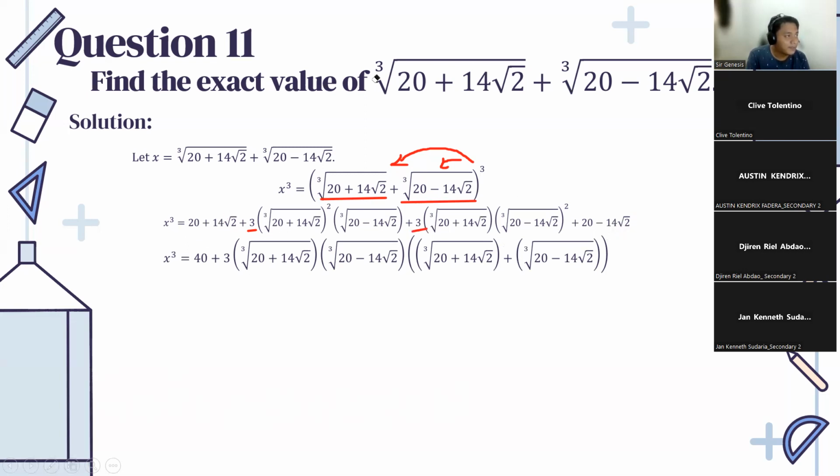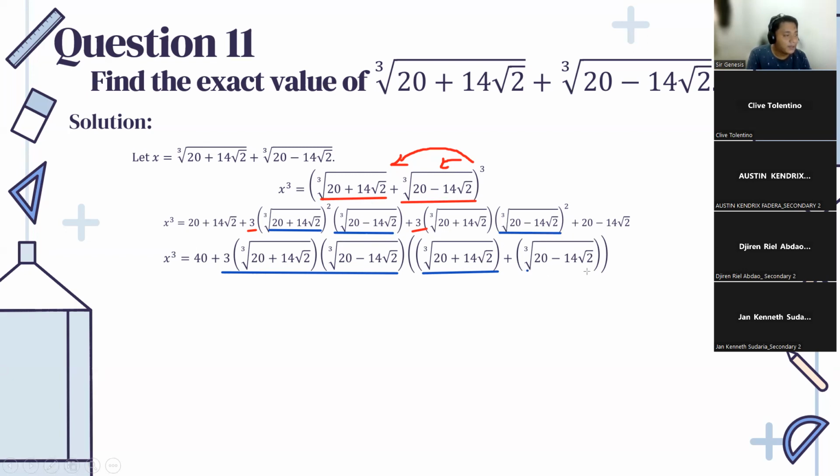We have cube root of 20 plus 14 square root of 2, and we have cube root of 20 minus 14 square root of 2. Right? So we have this expression right here. Now, if we try to factor this 3 out from the two expressions, we will be left with one copy of cube root of 20 plus 14 square root of 2 plus one copy of cube root of 20 minus 14 square root of 2.